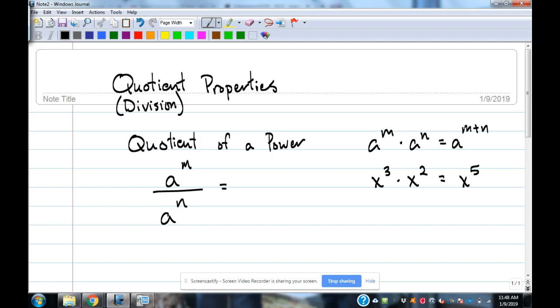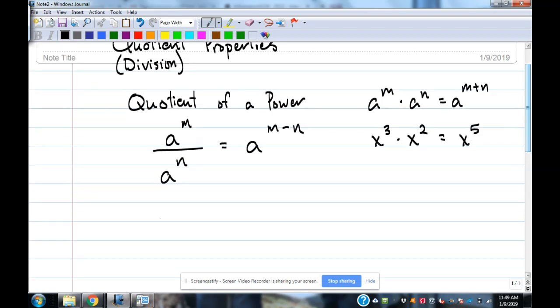So if you're adding when you're multiplying, the opposite of multiplying is dividing. What's the opposite of addition? Subtraction. So the exponent rule, the quotient of a power rule, the quotient rule is when you're dividing and it's got the same base, you subtract the exponents, top minus bottom. So it's A to the M minus N. So it's the top exponent minus the bottom exponent. Always in that order. Okay.